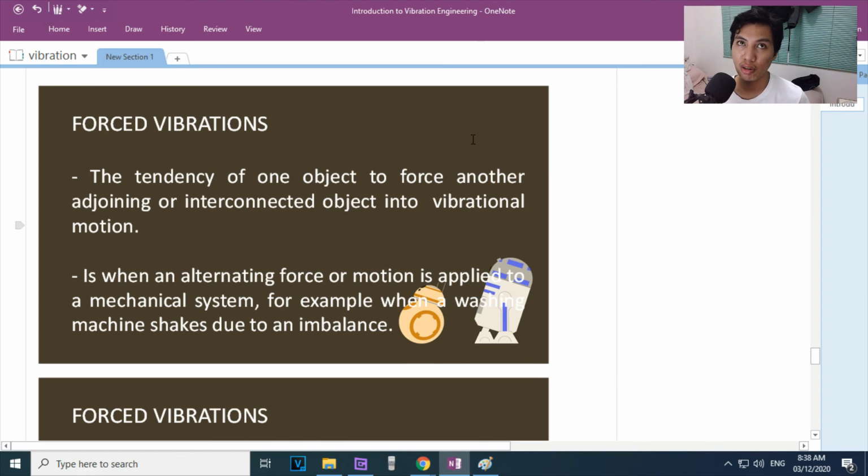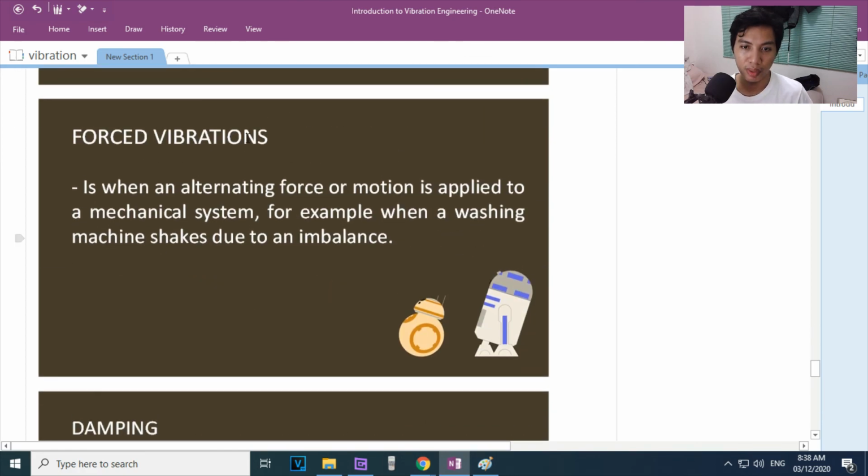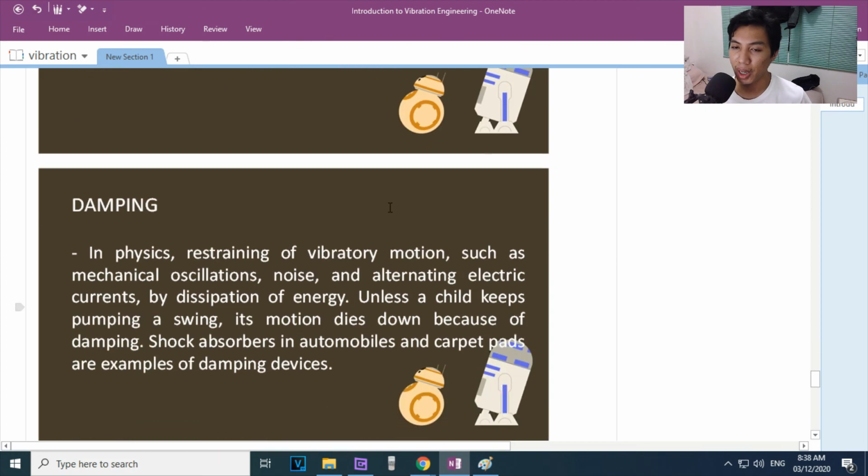So, makikita niyo yung washing machine niyo, meron niyang mga ano sa loob. May mga parang retaining springs. Hindi lang yan basta-basta, nasa loob lang yung canister. So, pag umikot yon, yung dampers doon, yun yung hihila, imbis na yung casing. Nalilessen niya yung vibration. It is when an alternating force or motion is applied to a mechanical system.